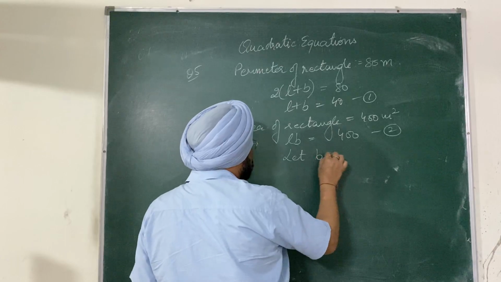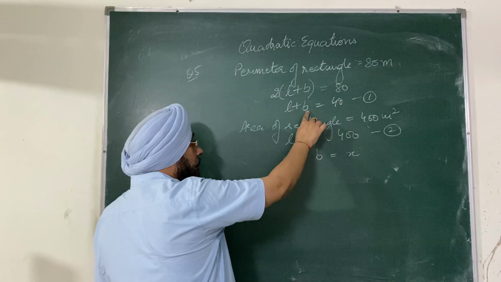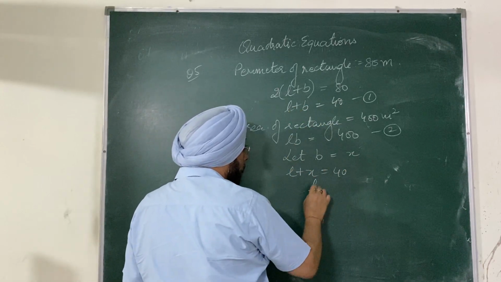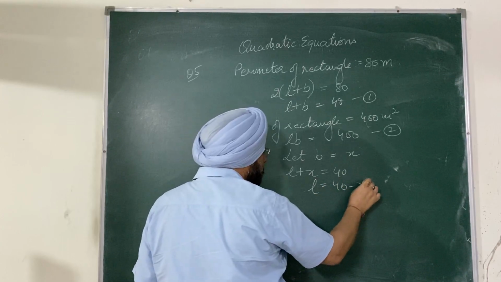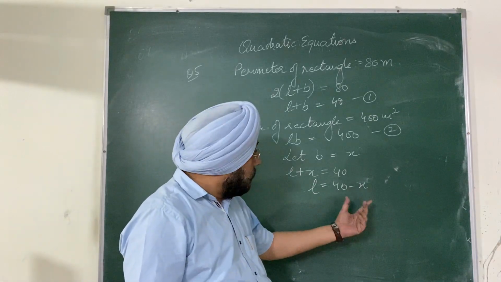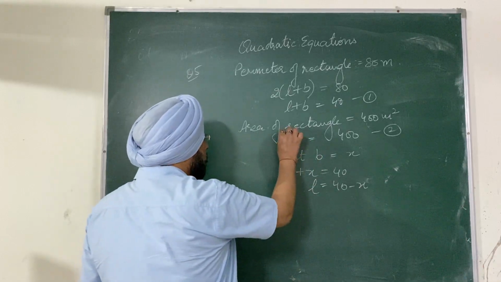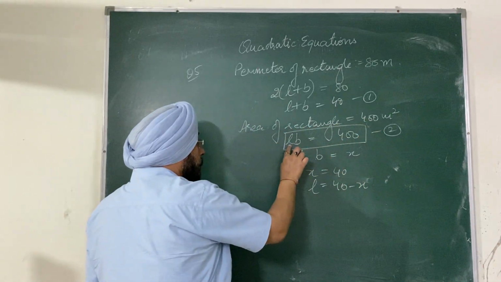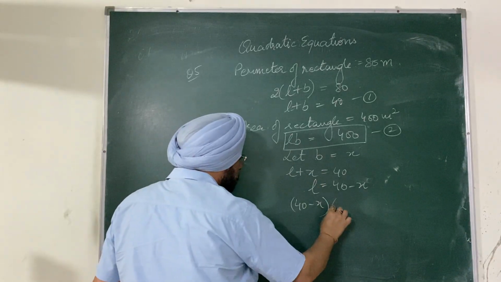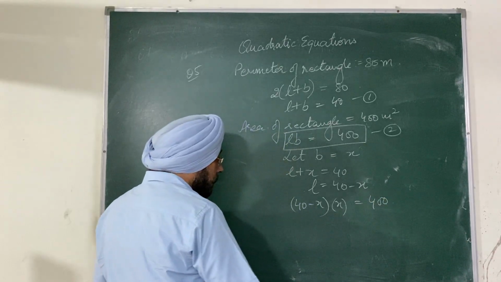Let breadth is equals to x and substitute here. If this is L plus x is equals to 40, can I say L becomes 40 minus x? So breadth is x, length becomes 40 minus x. Substitute these values in equation number 2. So in equation number 2, where L is written, write down 40 minus x. Where breadth is written, write down x. So this is equals to 400.